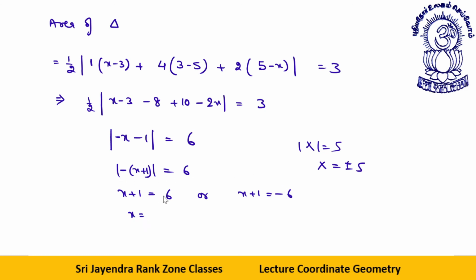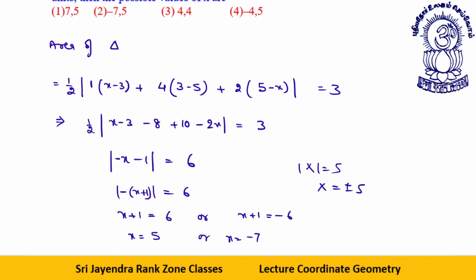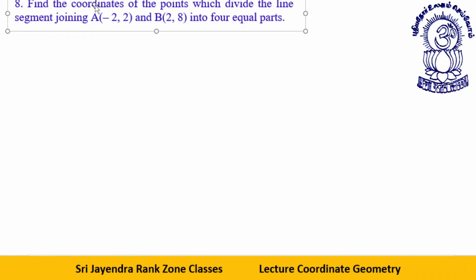So x is equal to either 6 minus 1, 5, or x is equal to minus 6 minus 1, minus 7. So 5 or minus 7. Which is the option? Option number 2 is the answer. Clear to all? This was a good question. Let's take one last before I wind up this class, before I wind up this chapter. This is a good question.